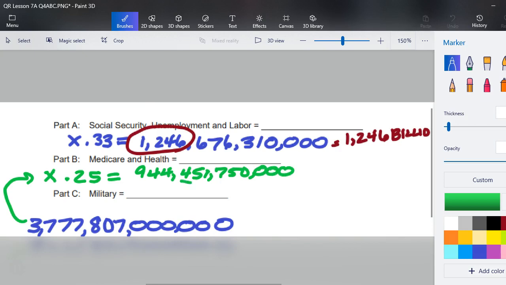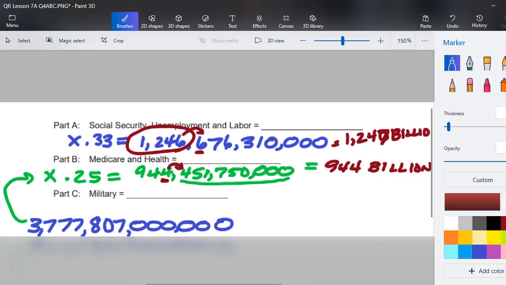Billion is 9 zeros. So I'm going to write our answer as 944 billion. The only thing, my 4, that 4 leaves that one alone, but I have a mistake. This 6 should be bumped up because of this 6. This should be 1,247 billion.